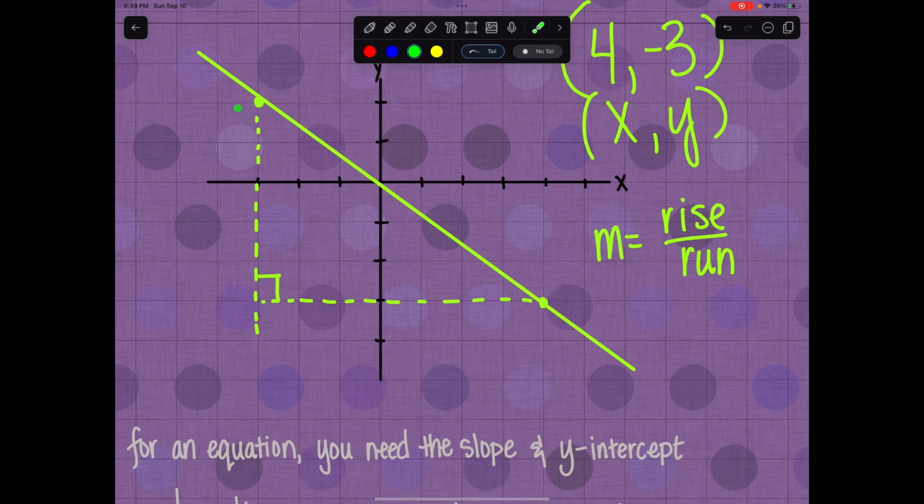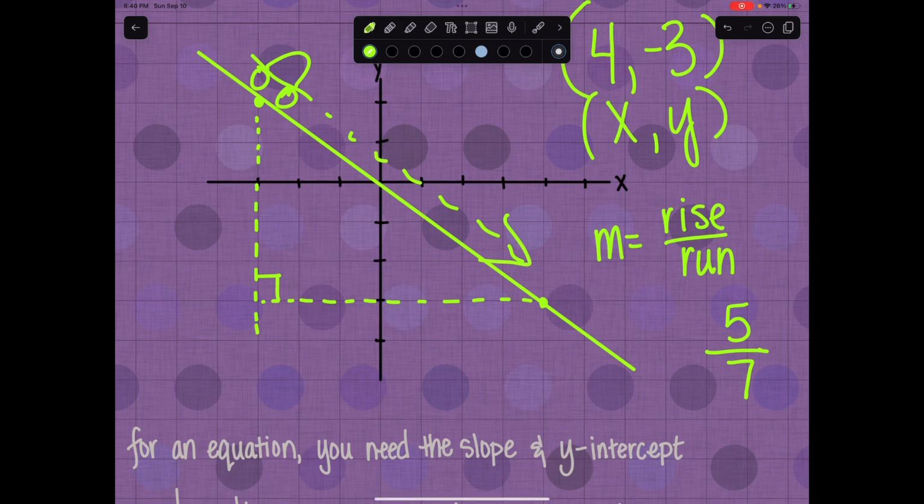The rise is this part. So let's count the squares. 1, 2, 3, 4, 5. The rise is 5. What about the run? 1, 2, 3, 4, 5, 6, 7. 5 over 7 is my slope. Now don't forget the sign of the slope. Is this a slope of positive 5 over 7? No, because if I put a little car here, he's going downhill. So it's -5 over 7.